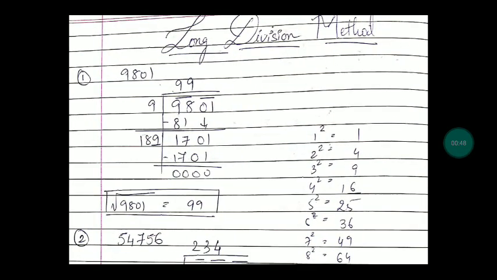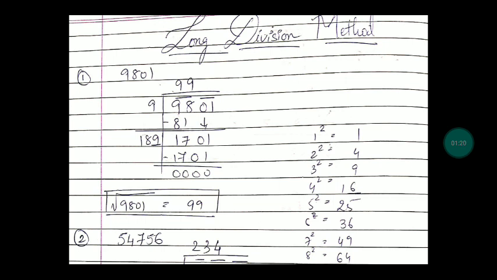In the long division method, to find the square roots, you have to be very keen while understanding this, because this division method and the simple regular division method have a lot of difference and they are very different from each other. So let us start with the first sum. The first sum is to find the square root of 9801 with the help of the long division method.